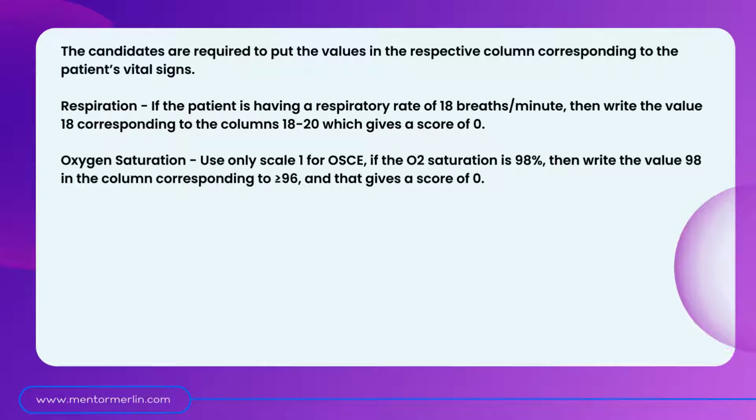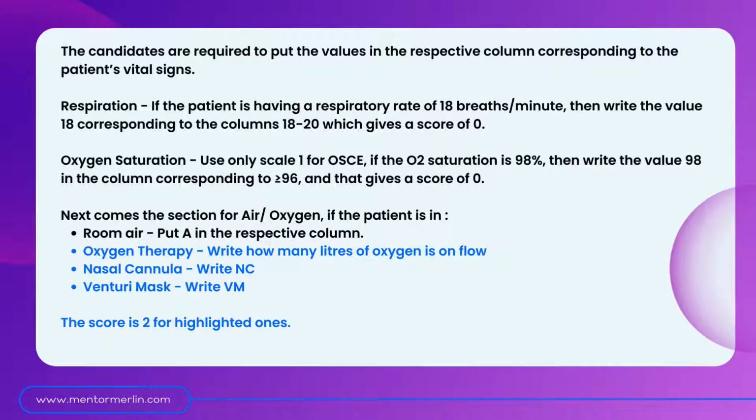Oxygen saturation: use only scale 1 for OSCE. If the O2 saturation is 98%, then write the value 98 in the column corresponding to greater than or equal to 96, and that gives a score of 0. Next comes the section for air/oxygen. If the patient is in room air, put A in the respective column. Oxygen therapy: write how many liters of oxygen is on flow. Nasal cannula: write NC. Venturi mask: write VM. The score is 2 for highlighted ones.